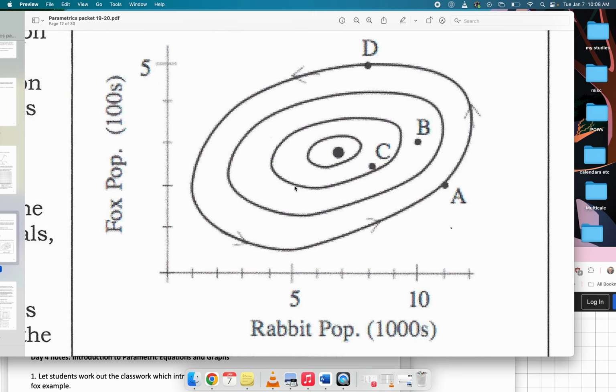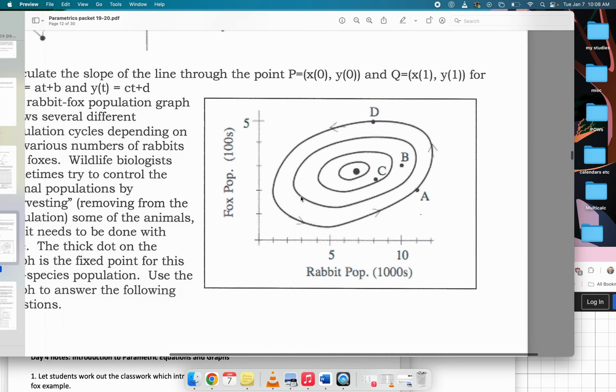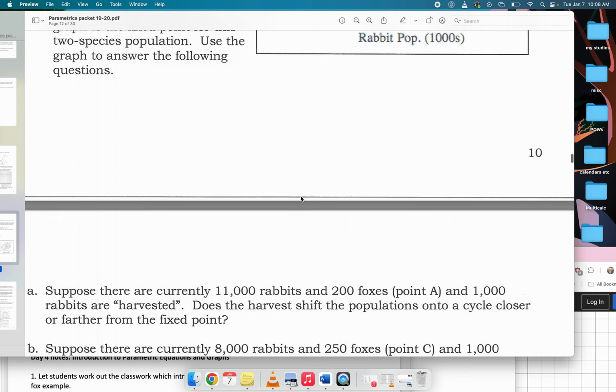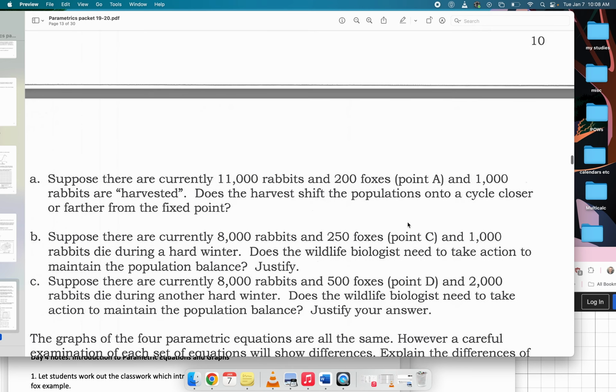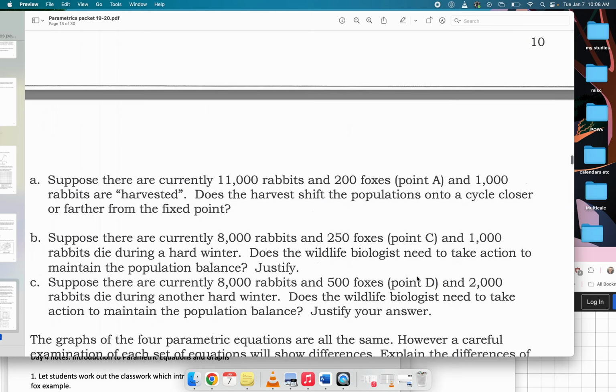But in a smaller ring, the populations are not changing so much, right? Like here, this ring is quite small. The rabbit population and fox population just isn't changing that much. And there's this point right here in the middle where everything is in perfect harmony and the population doesn't change at all. They ask you questions like, what happens if you add more rabbits? What happens if you add more foxes? Does the wildlife biologist need to take action to maintain the population balance?